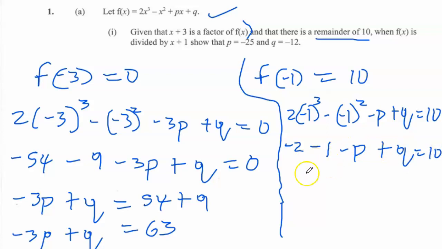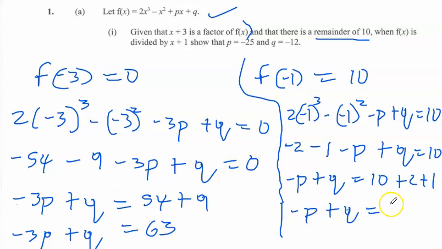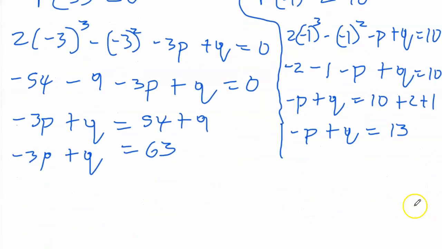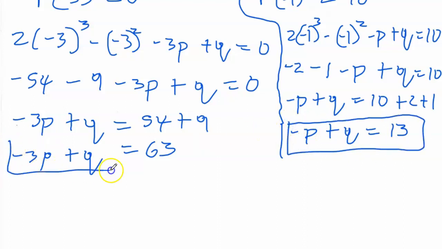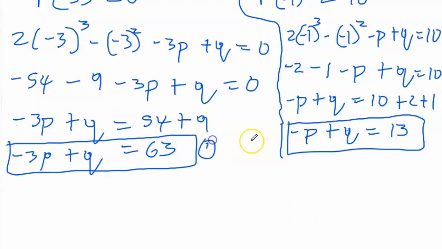So again, we can group the constants on the right, so we end up with p plus q equal to 10, and we group these on the right hand side, so it's 10 plus 2 plus 1. So we end up with minus p plus q equal to 13. 10 plus 2 plus 1. So notice we have a pair of simultaneous equations here, and these two. Alright, let me call this equation 1. Let me call this equation 2.